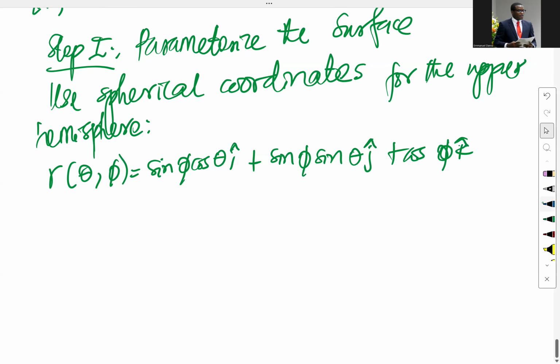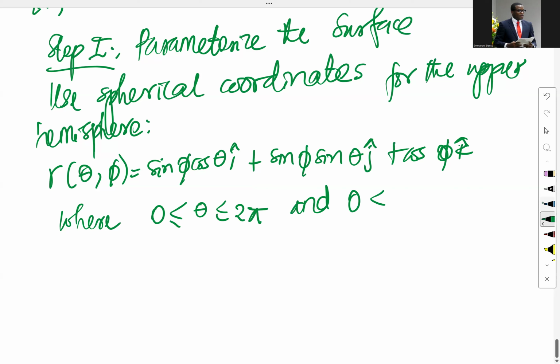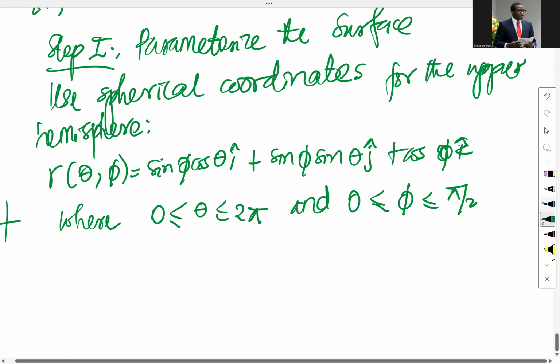So now theta lies between 0 and 2 pi, where 0 is less than or equal to theta, less than or equal to 2 pi. On the other hand, 0 is less than or equal to phi, less than or equal to pi over 2. So theta lies between 0 and 2 pi, whereas phi lies between 0 and pi over 2. Of course, 2 pi is 360 degrees. So theta is defined for the whole 4 quadrants. If you refer to my playlist on trigonometry, phi lies between 0 and 90 degrees, so phi is only defined in the first quadrant.